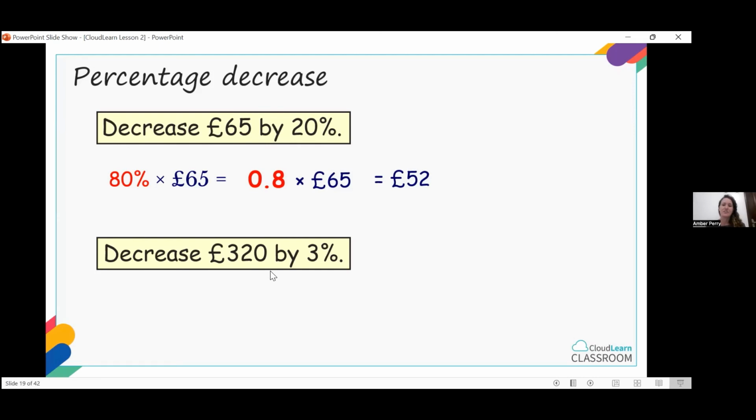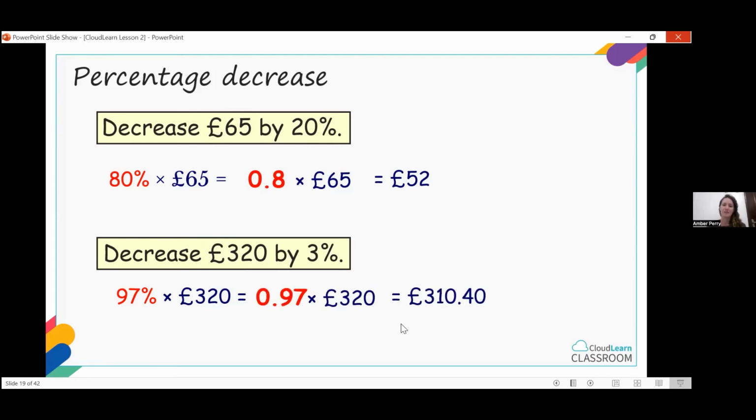And to decrease £320 by 3%, there's a little hint there if you want to have a guess or write it in. Be careful because we need to subtract that 3 from the 100%. So do you want to have another go? We're going to decrease by 3%. So what will we be left with? We'll be left with 97%. Yeah, perfect. So 0.97. Great. So we're going to then type into a calculator 320 multiplied by 0.97. And that would tell us then that it's £310.40. So really important that you know how to use those multipliers.